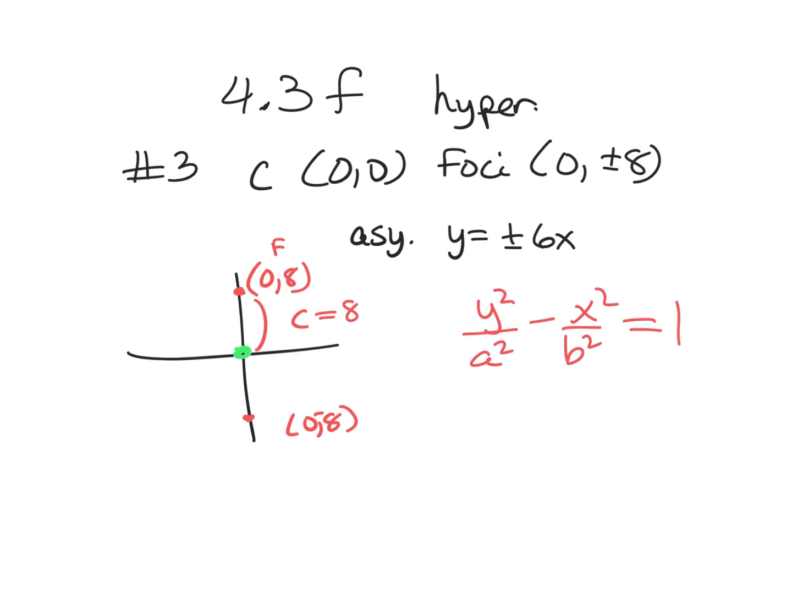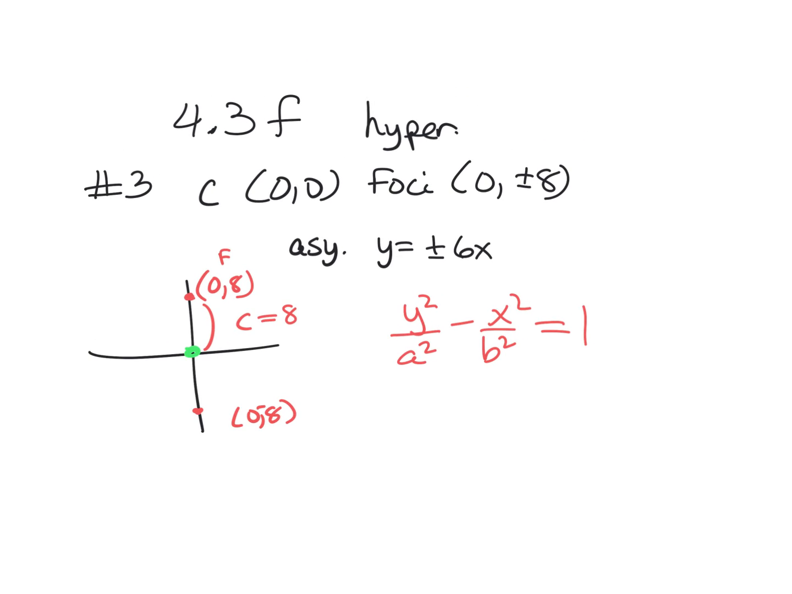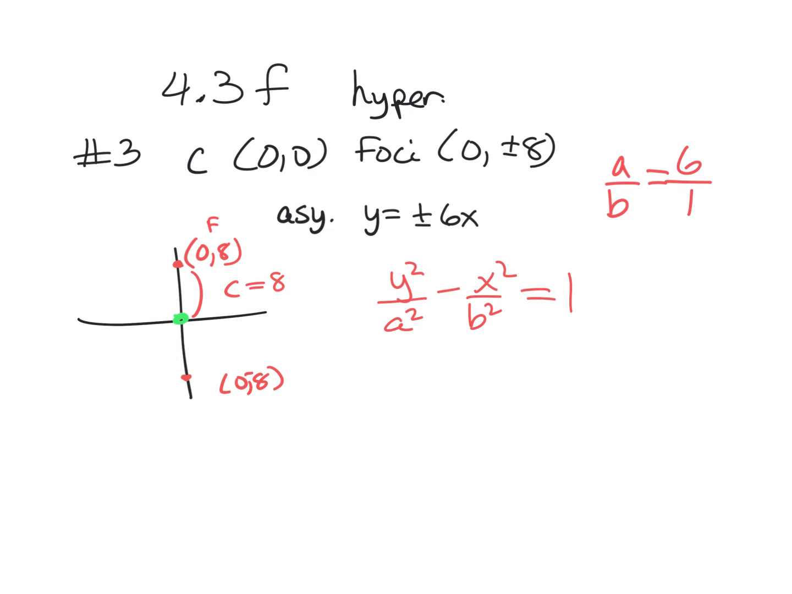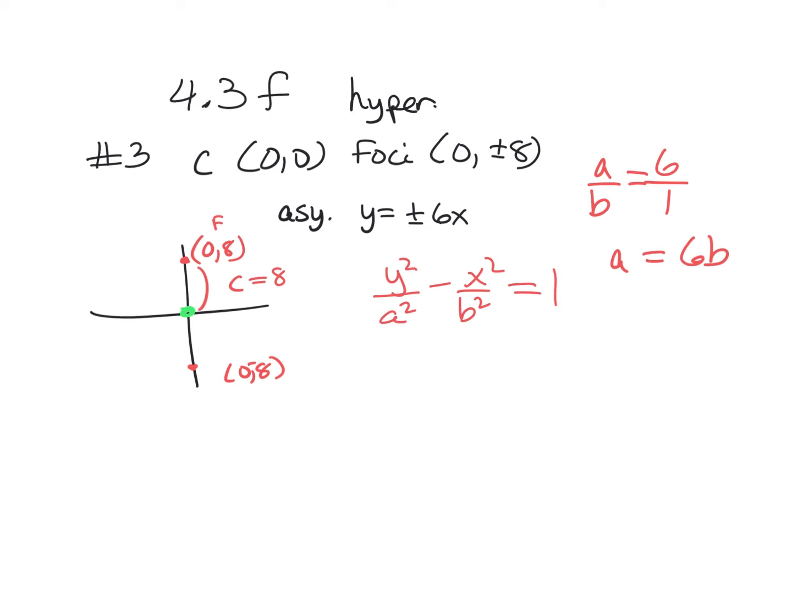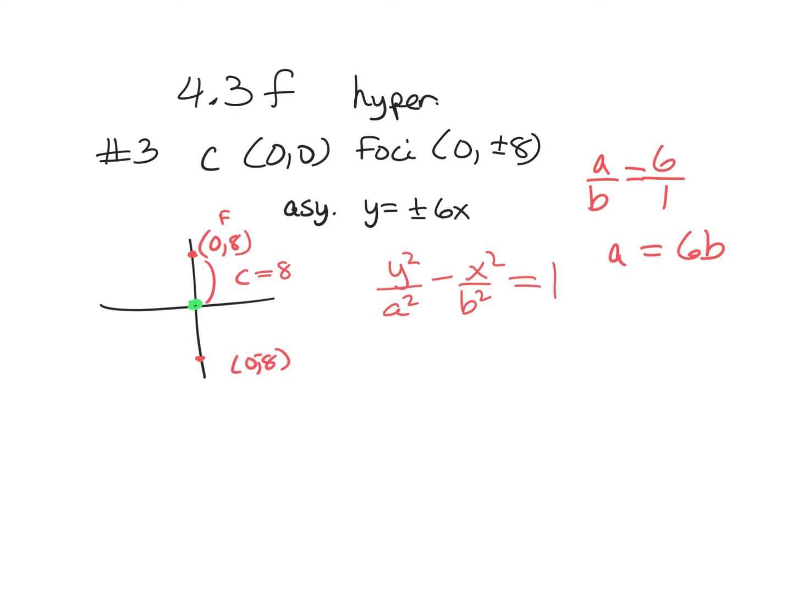And let's see what else we can do here. I can now also do my asymptote here. Since it's a y squared, then I knew that this 6 over 1 is going to be a over b. So let's see, what else do I know? I'm going to solve this. A equals 6b. And I'm going to eventually be using c squared equals a squared plus b squared.